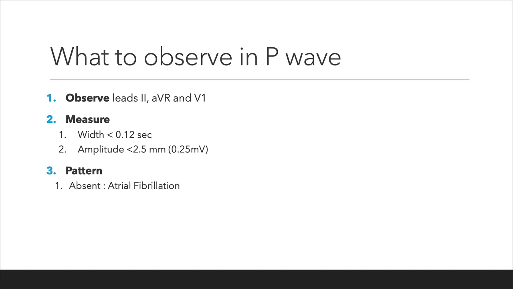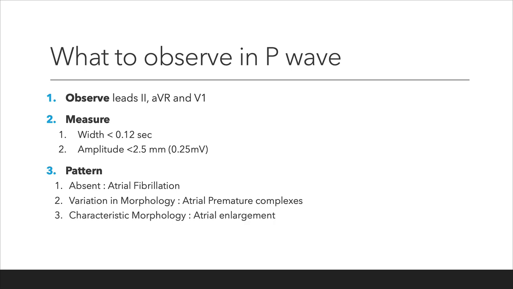Sometimes the P wave might be absent. You might not see any clear P waves. For example, in atrial fibrillation, you're just going to see an undulating baseline. Sometimes you might see variations in the morphology of the P wave in the same ECG, different P wave shapes. For example, in atrial premature complexes, you might have a few complexes which have a different morphology. Sometimes you have P waves of characteristic morphology which might give you a clue as to atrial enlargement.